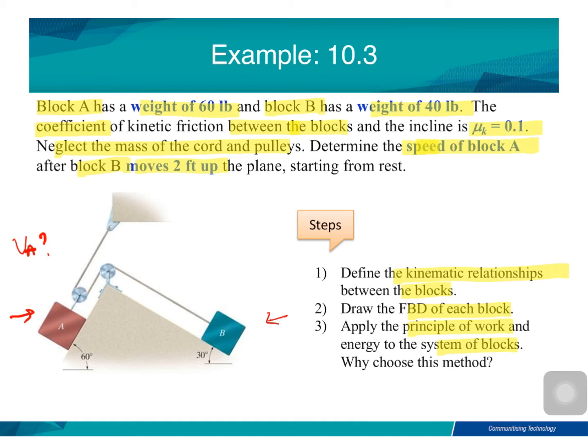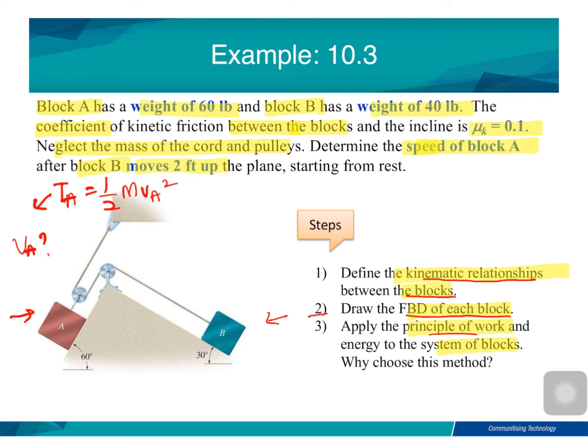Alright. So in order to determine the VA, you can get it from the TA, because the TA equation is half MVA squared, right? So what information can you have here? First you need to draw the free body diagram. No, first you need to define the kinematic relationship between the blocks. Second, you can draw the free body diagram, and the third one you can apply the principle of work and energy. So what is the kinematic relationship here?